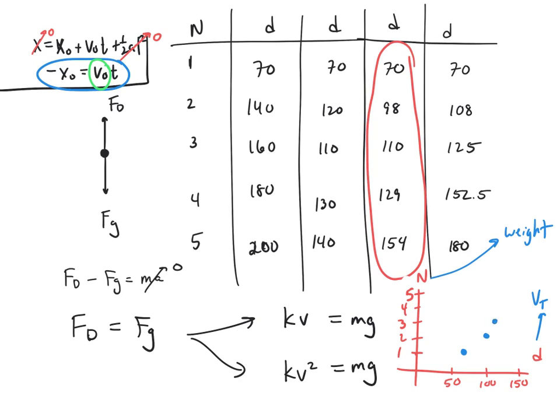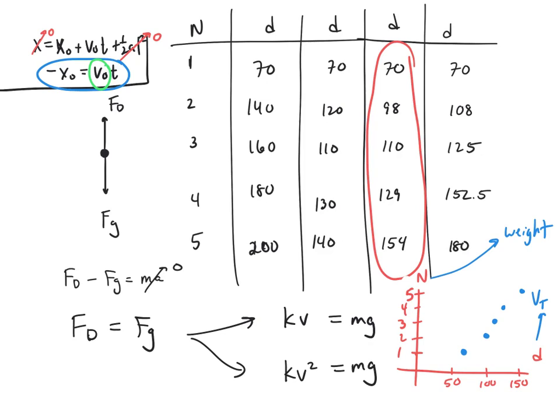4 coffee filters is 130. And 5 coffee filters is 154. So that's what my data generally looks like right here. That's what I'm getting. And the question is this.